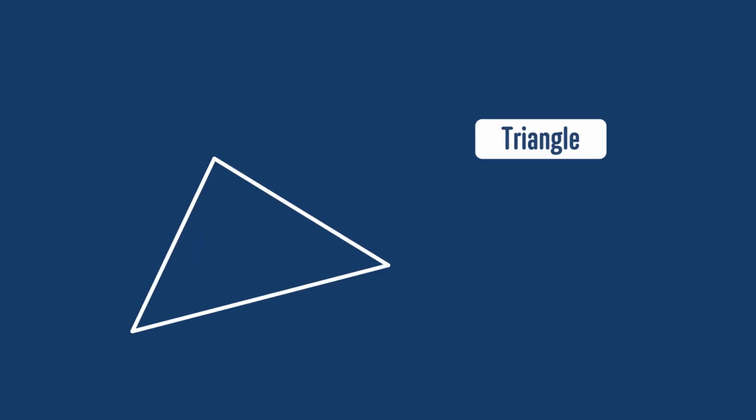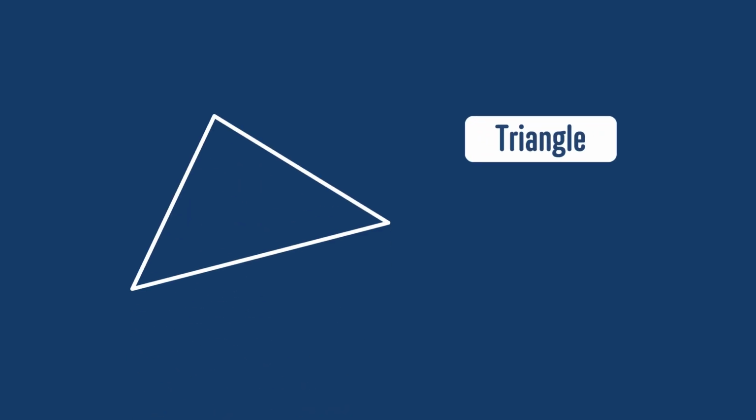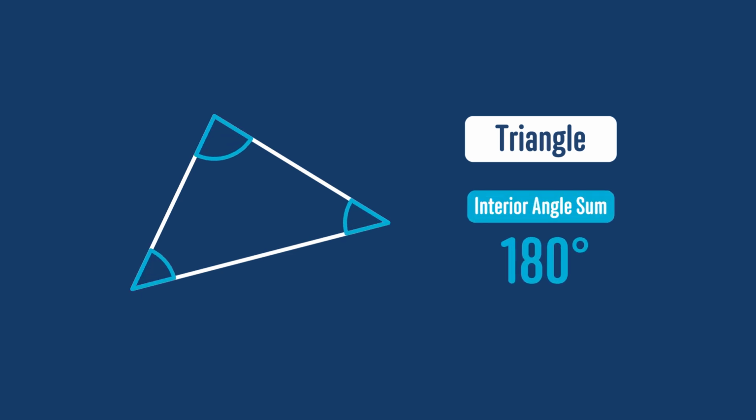Now let's explore the interior angles of polygons further. We'll start with the simplest of the polygons, the triangle, because understanding triangles is the key to figuring out the result for all of the other polygons as well. As you probably already know, the interior angles of a triangle always add up to 180 degrees.